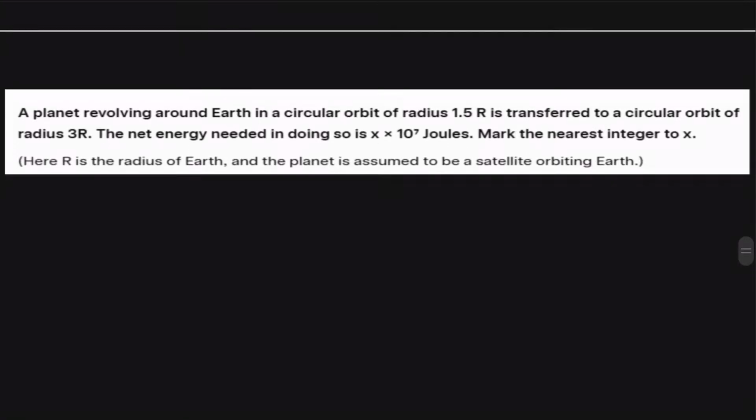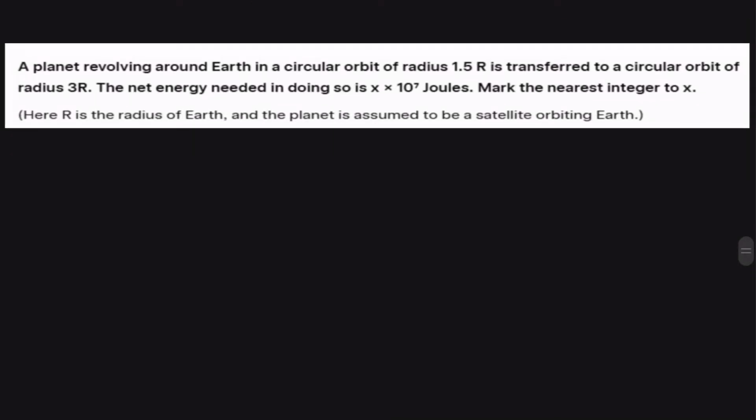It states that a planet revolving around Earth in a circular orbit of radius 1.5 r is transferred to a circular orbit of radius 3 r. The net energy needed in doing so is x times 10⁷ joules. Mark the nearest integer to x, where r is the radius of the Earth and the planet is, we can say, our satellite. So we are going to start with the energy associated with the satellite in the circular orbit.